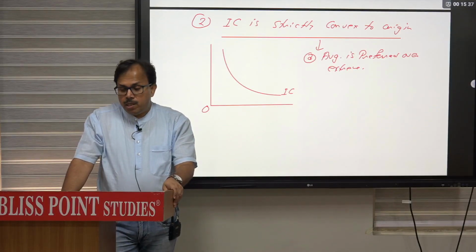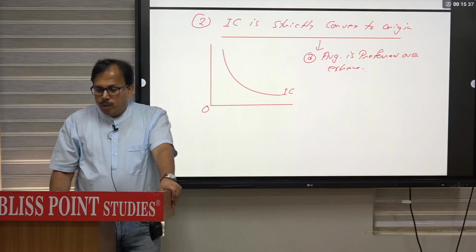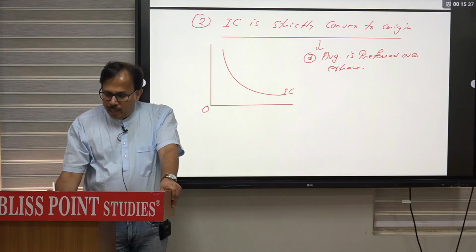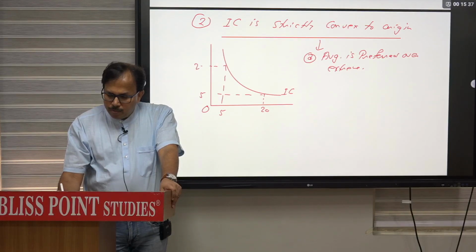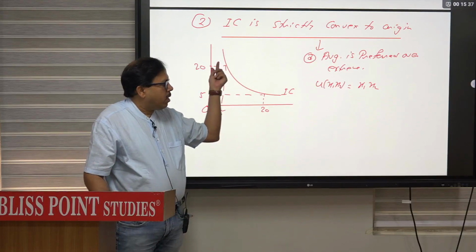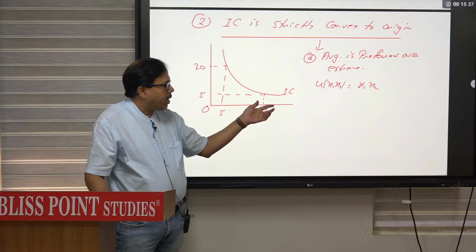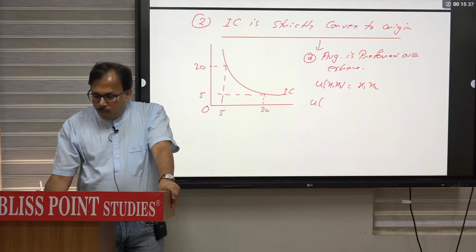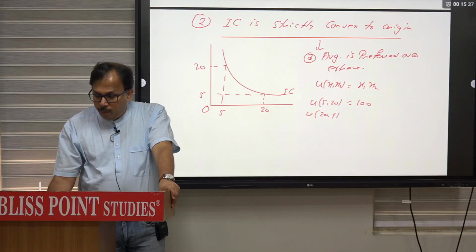Average is preferred over extreme is why it is convex. Average preferred over extreme means the utility from the average bundle will be more as compared to the extreme bundle. If I take one extreme bundle here, 20 and 5, another extreme here, 5 and 20, and I am following the well behaved function. We are learning the properties of well behaved. So what is the utility of these two extreme bundles? If you put 5 into 20, that will be 100. So utility from 5 comma 20 will be 100. Utility from 20 comma 5 will be again 100.